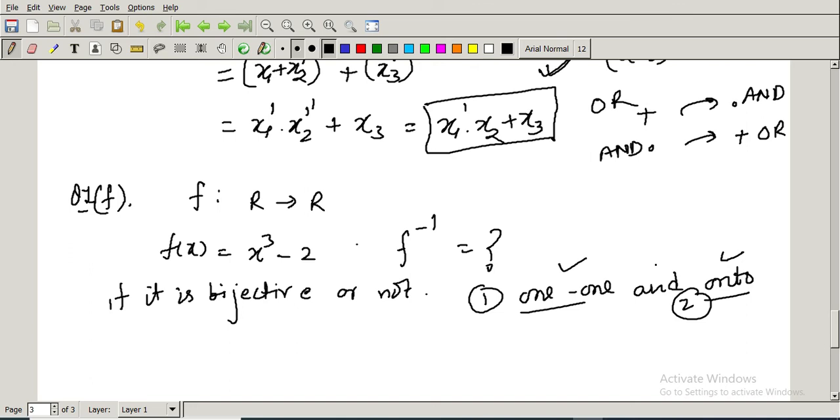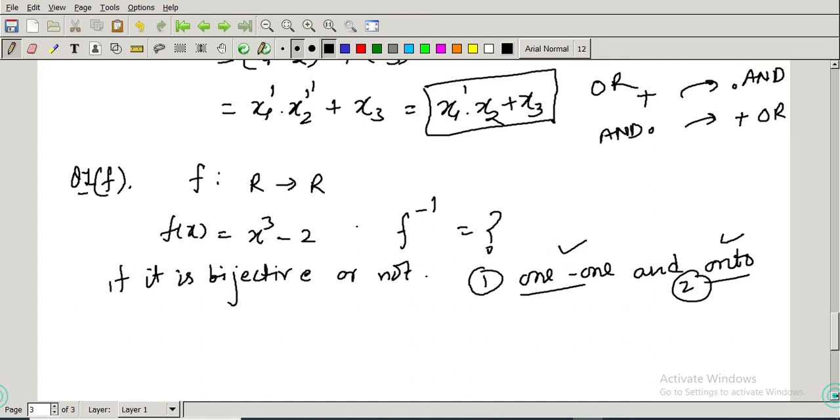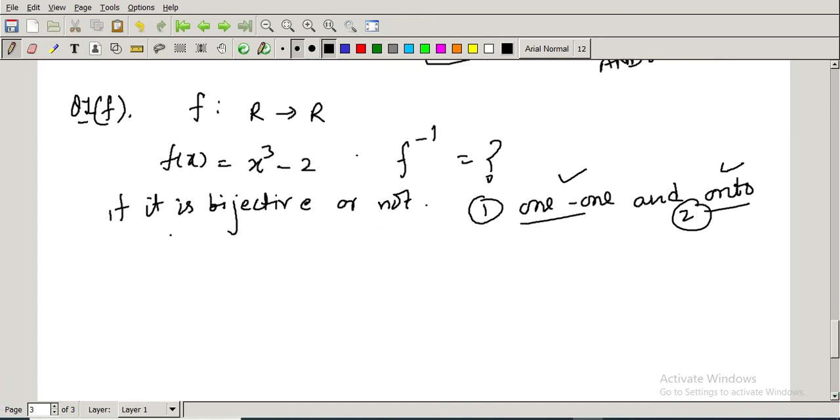They ask this type of question often in your exams, every year and every semester. They may ask whether f inverse exists or not, or ask you to prove that it is one-one and onto, or ask whether this function is bijective or not. If it is bijective, then find f inverse. There are many ways they can ask these questions.